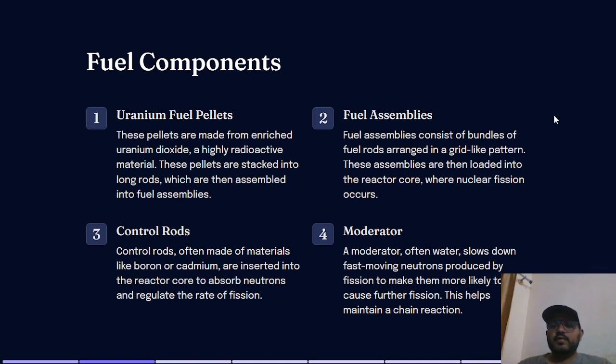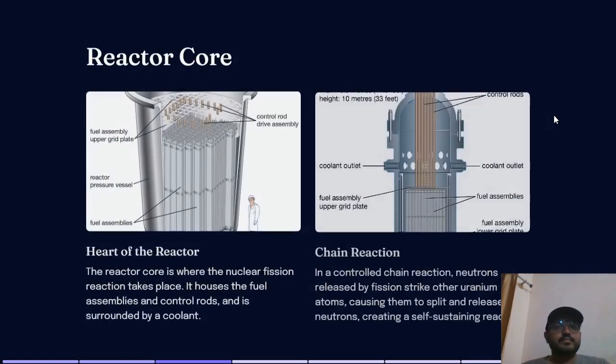Moderator. The moderator is often water. It slows down fast-moving neutrons produced by fission to make them more likely to cause further fission. This helps in maintaining the chain reaction.